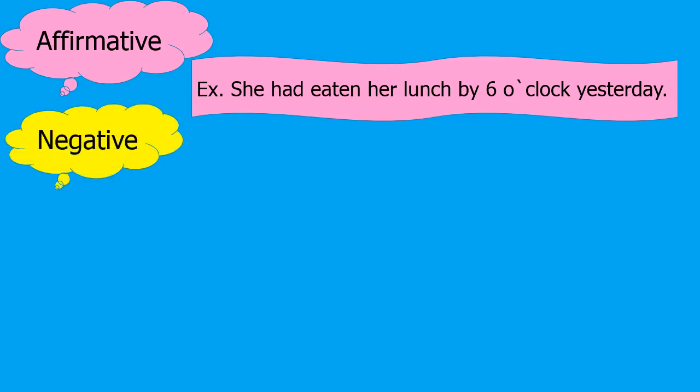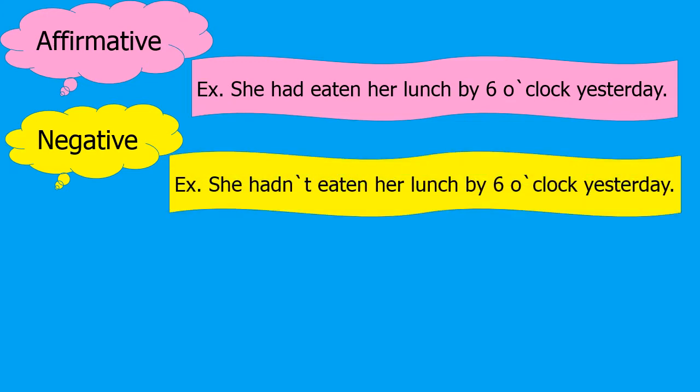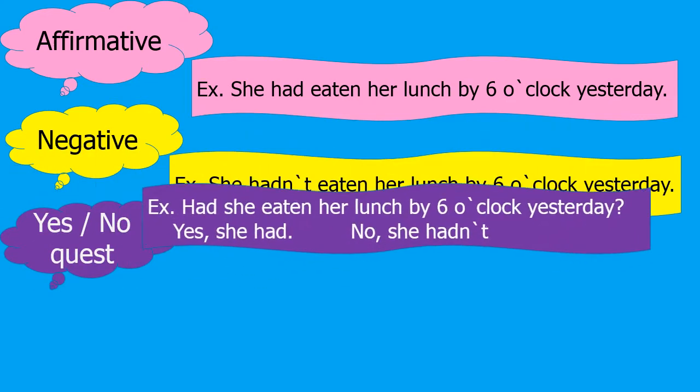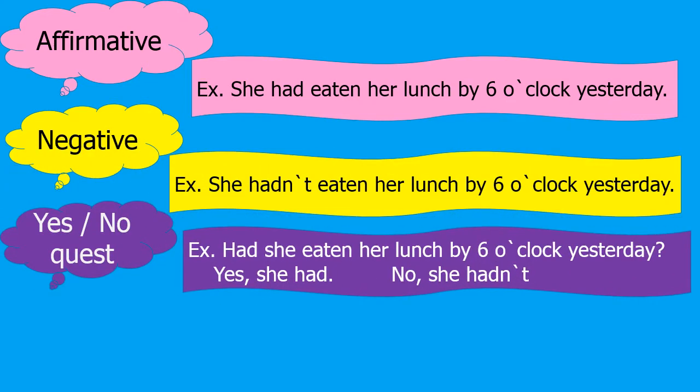The negative form of the past perfect, had not, hadn't, plus past participle. For example, she hadn't eaten her lunch by 6 o'clock yesterday. Yes/no question, 3 steps, had, plus subject, plus past participle. So the question will be, had she eaten her lunch by 6 o'clock yesterday? The answer will be, yes, she had, or no, she hadn't.